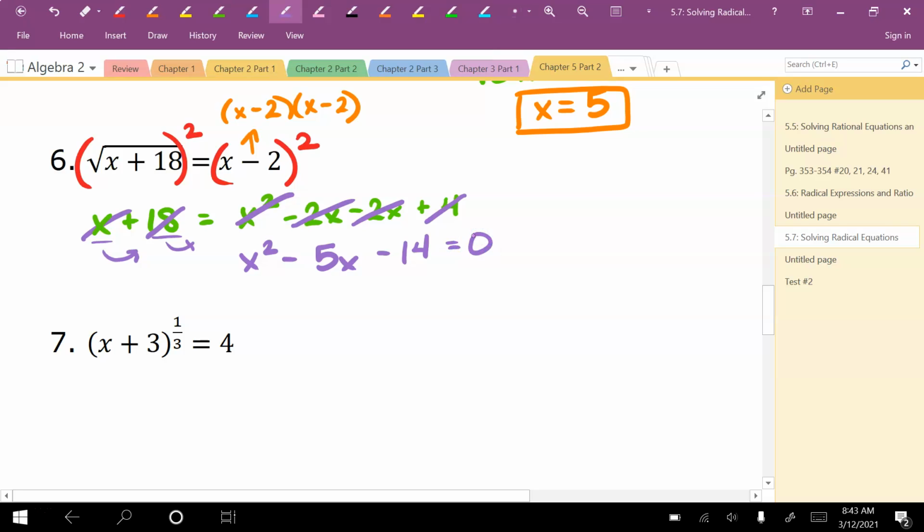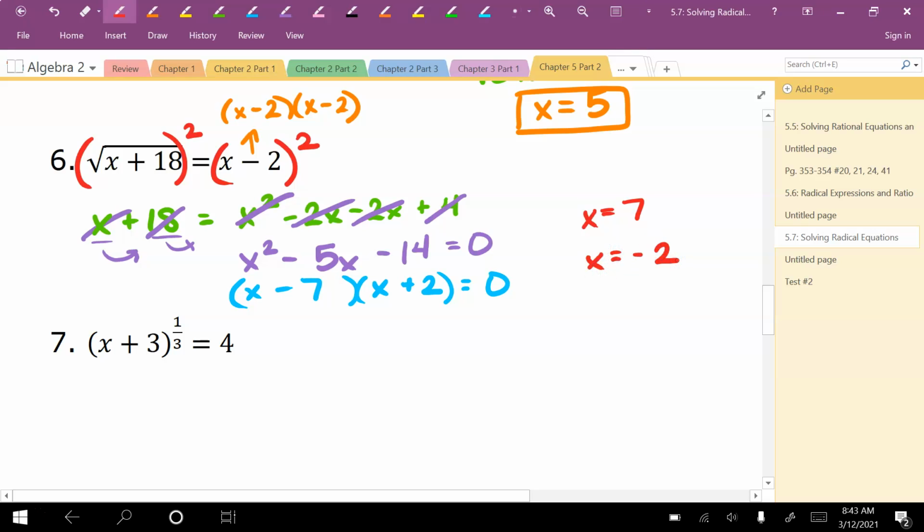Equals 0. Now let's think about how we can factor this. What are two numbers that multiply to a negative 14 and add to a negative 5? Good. Negative 7, positive 2. So if I set these both equal to 0, I'm going to get positive 7 and I'm going to get negative 2.